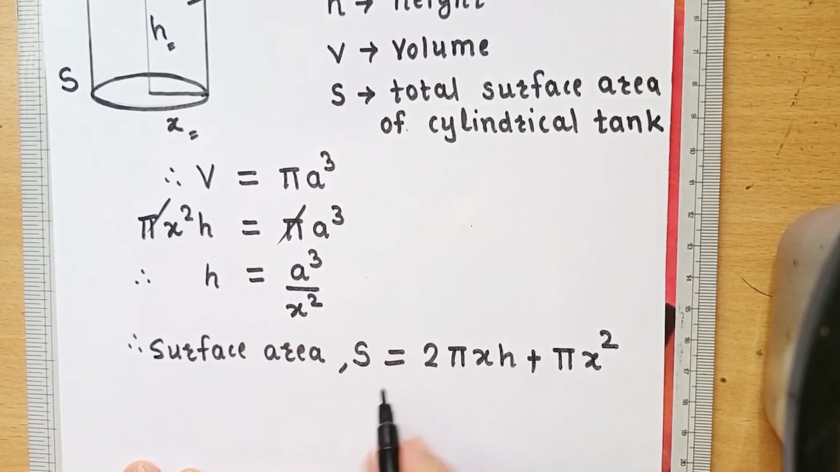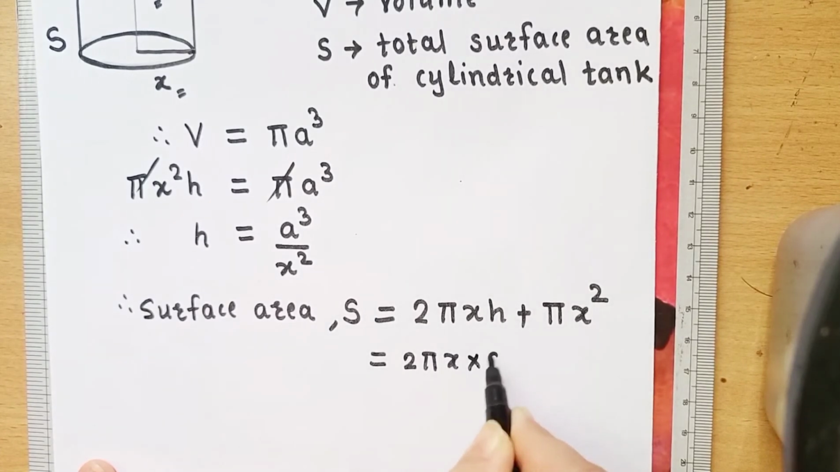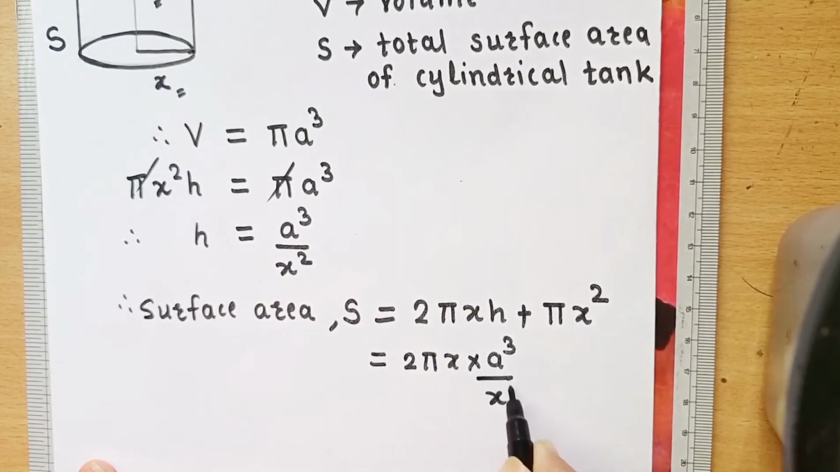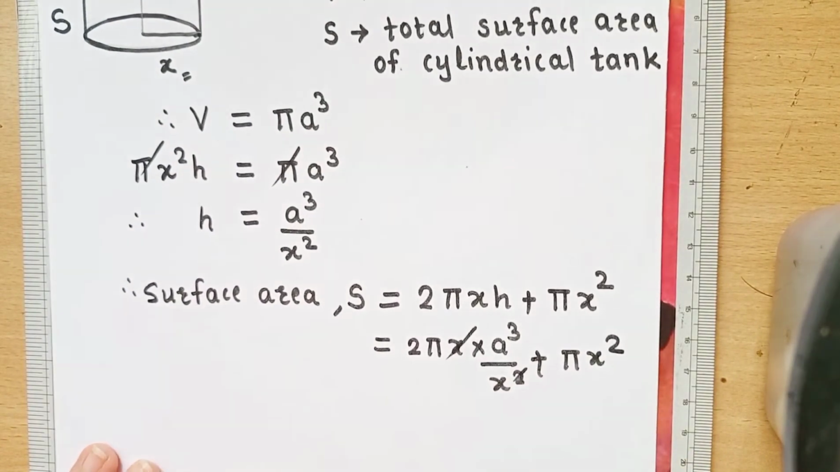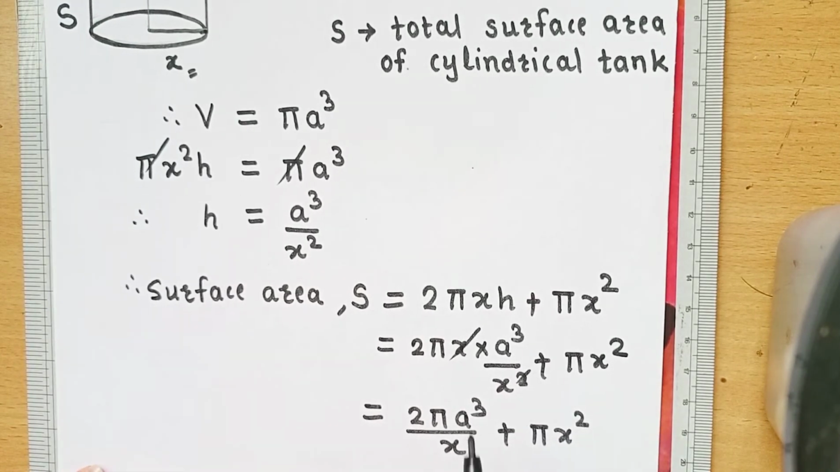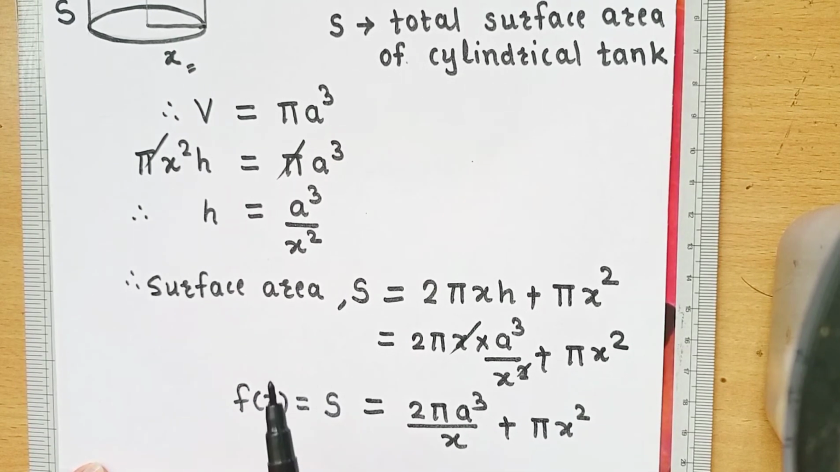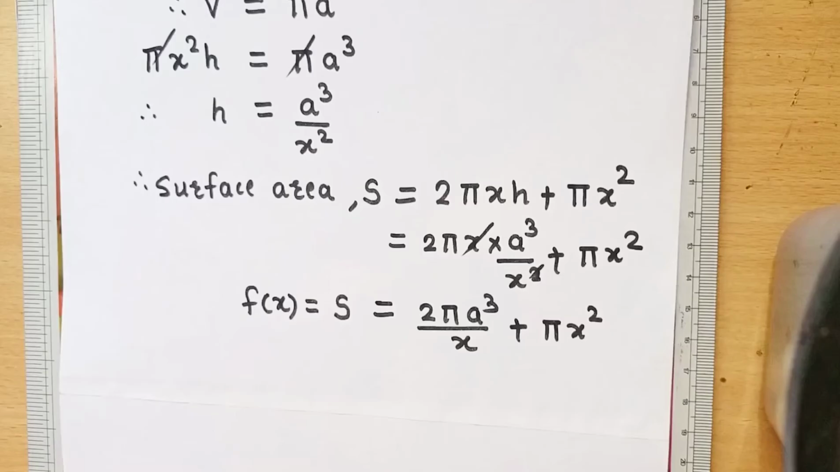Now we will substitute h here, so that is equal to 2 pi x multiplied by a cube upon x square plus pi x square. So one x gets cancelled, and so 2 pi a cube upon x plus pi x square. And we will consider this as a function of x, and then we will find out the first derivative, second derivative and solve for the dimensions.